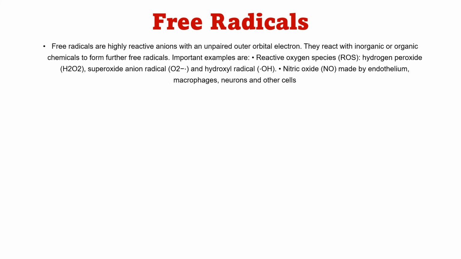Next is free radicals. Free radicals are highly reactive species with an unpaired outer orbital electron. They react with inorganic or organic chemicals to form further free radicals. Important examples are reactive oxygen species: hydrogen peroxide, superoxide anion radical, hydroxyl radical, nitric oxide, and so on.